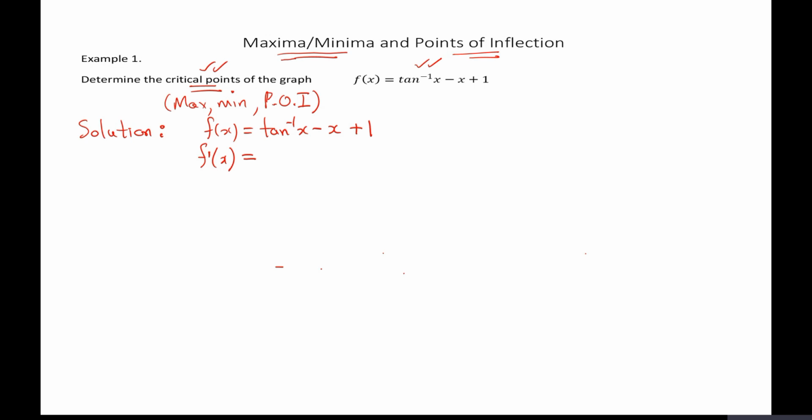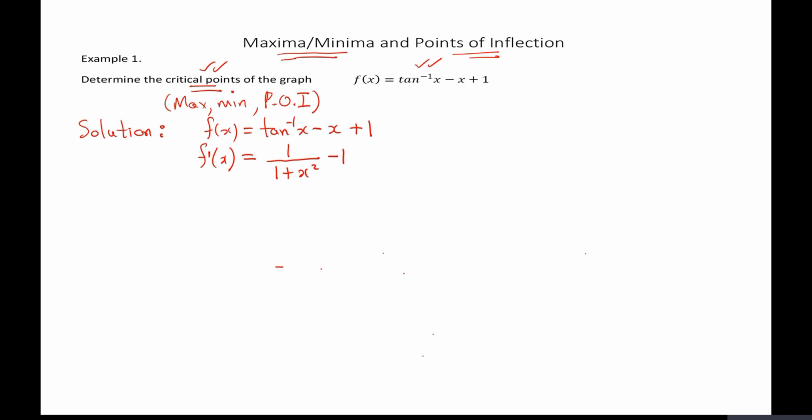Okay, the derivative of arctan x is 1 over 1 plus x squared. The derivative of minus x is minus 1. The derivative of 1 is equal to 0. And what I'm going to do immediately is find our second derivative. They asked us for the critical points, which includes possible points of inflection.